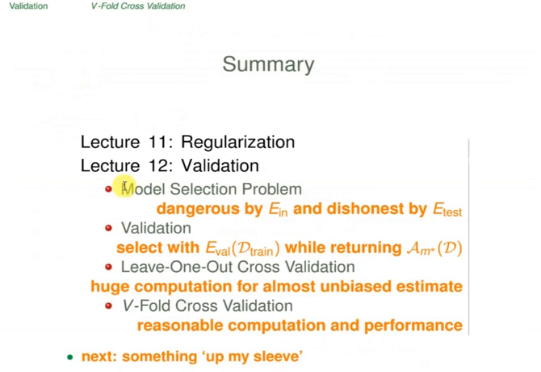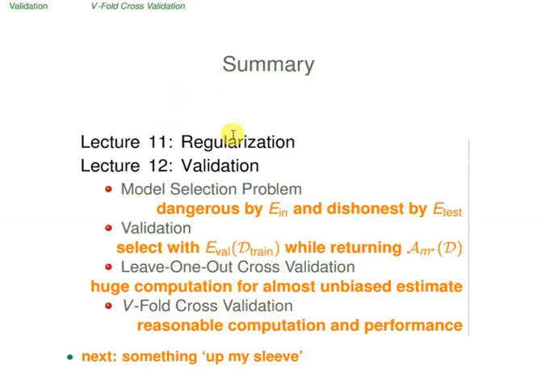Today we discussed different ways to select a model, and saw that selecting a model using in-sample error is not the best choice, and that E-test based selection is not easy or feasible. We went on and saw the validation technique, which allowed us to select a hypothesis using E-validation performance. We also saw leave-one-out cross-validation, which requires huge computation cost for acquiring an almost unbiased estimate. Further, we also used V-fold cross-validation, where we divide the data into several folds and cross-validate our model.